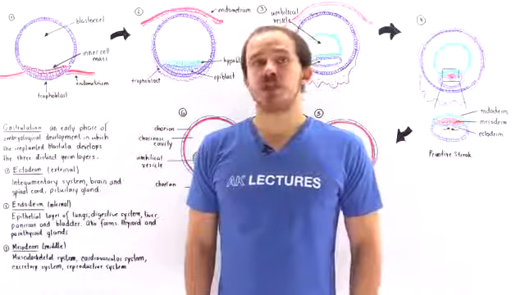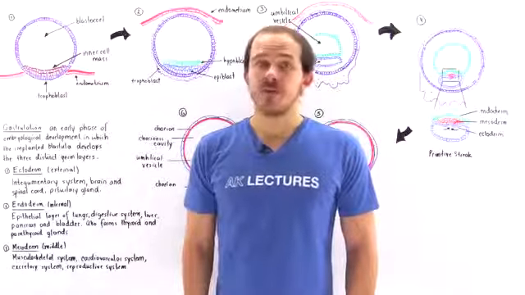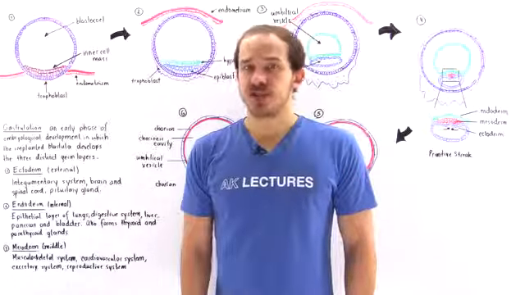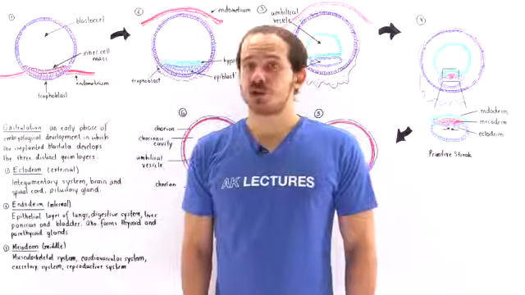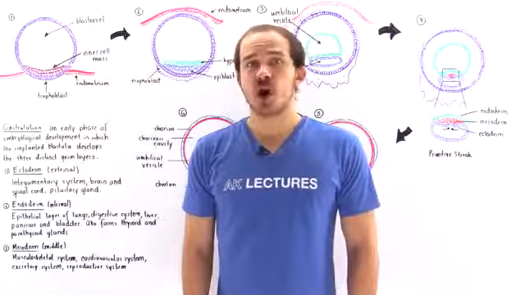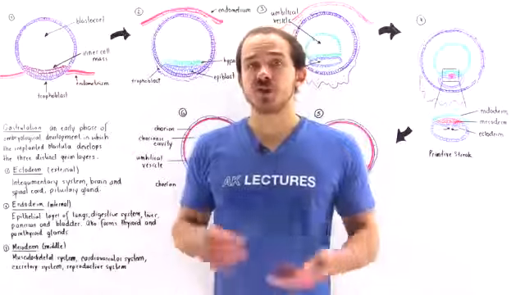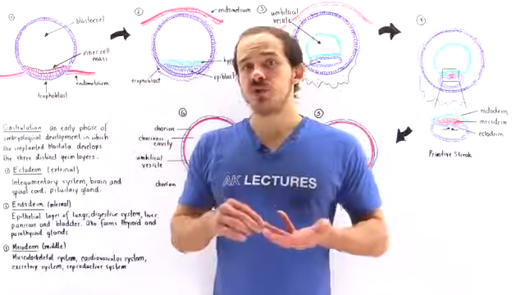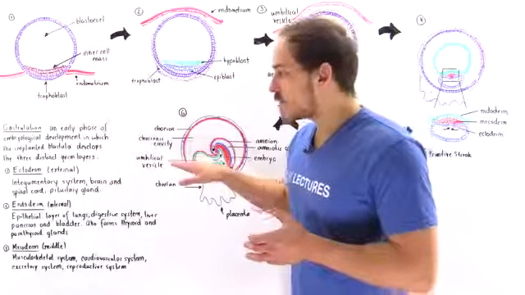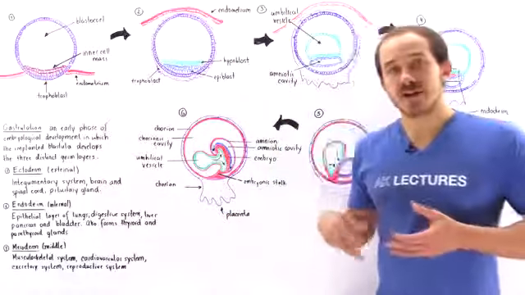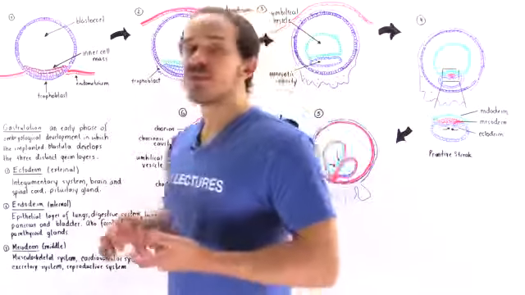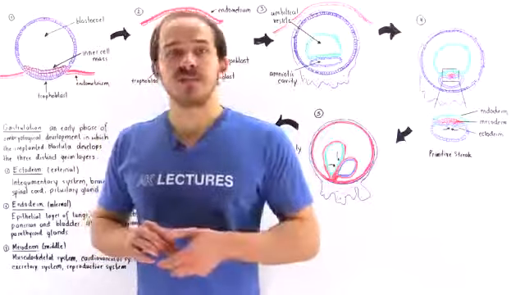Following the implantation of the blastocyst into the endometrium of the uterus, another process known as gastrulation begins. Gastrulation is an early embryological process in which the three distinct germ layers are formed. These germ layers include the ectoderm, the endoderm, and the mesoderm. Now, as we'll see in just a moment, the cells of each one of these germ layers eventually give rise to specific organs and structures and systems found within the adult human individual.